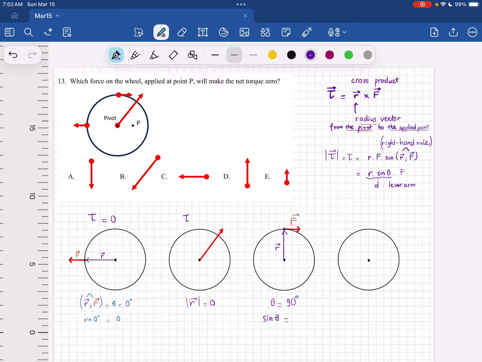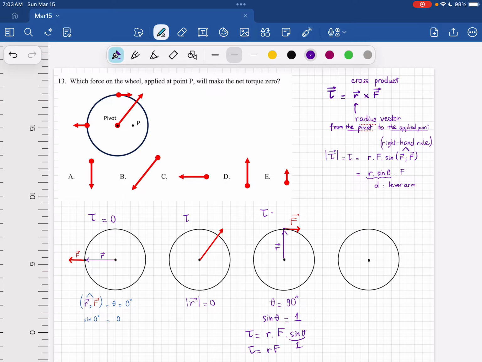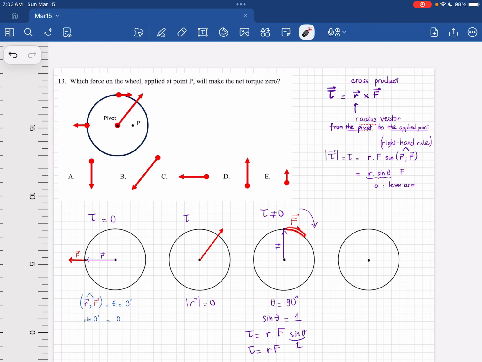Sine of 90 equals 1. So in this case, the torque equals the magnitude of vector R times the magnitude of vector F times sine theta. This is 1, so it's actually equal to R times F. So we got the torque. It's different from 0 in this case, right? And we can also see that it helps to rotate the wheel clockwise based on the angle from here.